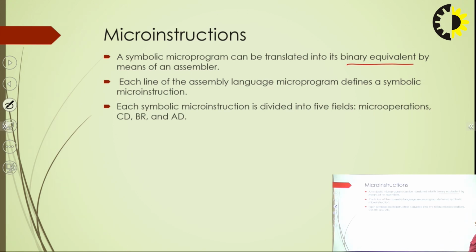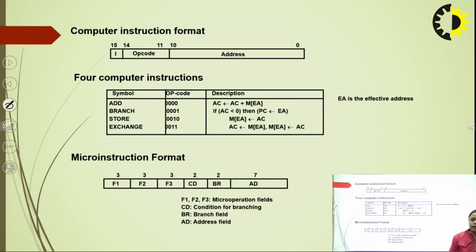Now, we can see here the format of the micro instruction. Firstly, we should understand what is the format for the user instruction or computer instruction. You can see here, this is the format for the instruction. We have here I for the direct or indirect bit.